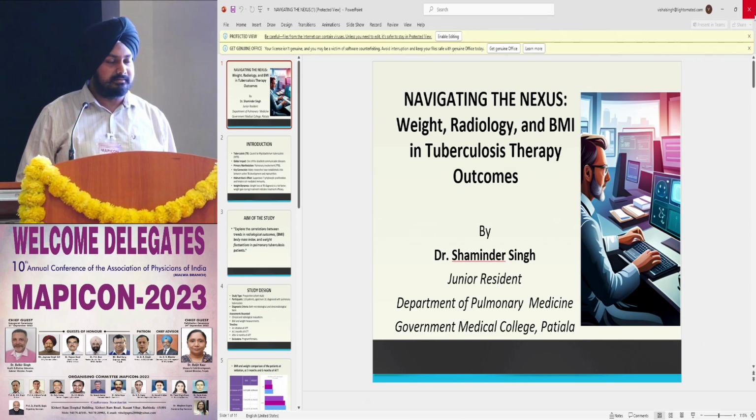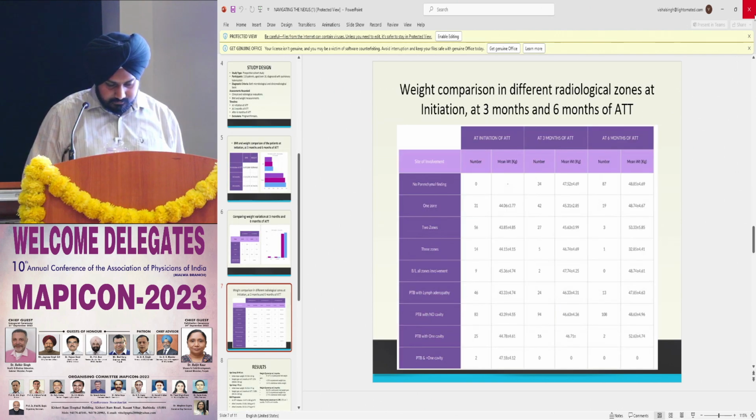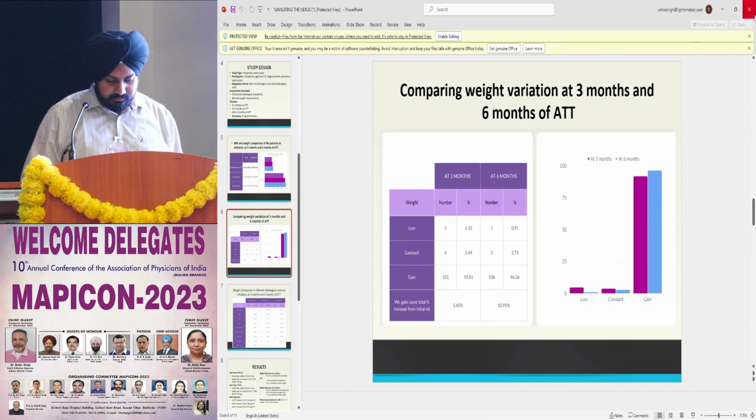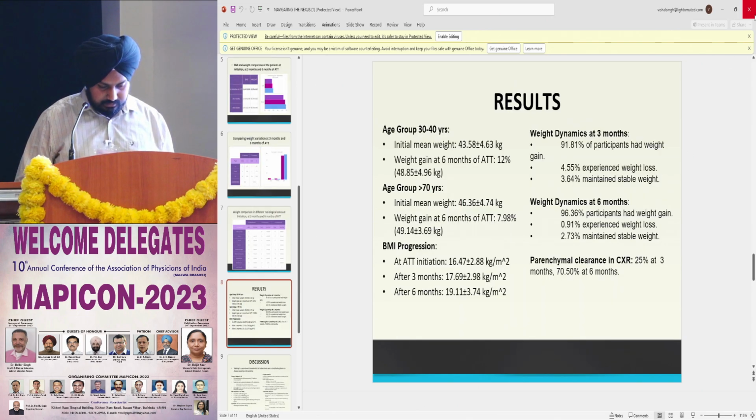Dr. Shaminder, your 4% of your patients lost weight. Yes. What was their X-ray picture? Did it show no improvement or? Isn't it 4% you mentioned they lost weight? Sir, actually, the patients who had bilaterally extensive involvement in their X-rays, their weight gain was poorer. They lost weight also, I think. 4% you mentioned.